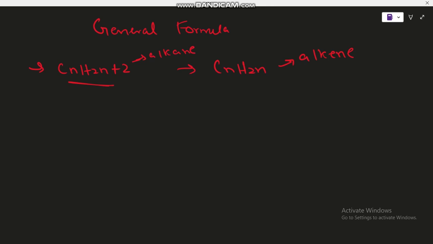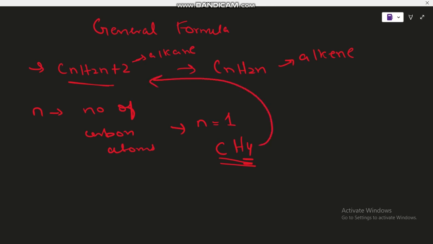What you need to know, of course, is that here the n represents the number of carbon atoms. If I say that n is equal to 1, what that means is that the number of carbon atoms is 1 and the number of hydrogens is 4. Now how do we figure out that the number of hydrogen atoms is 4, or how do we figure out the complete molecular formula for this? This is done with the help of this general formula, and I'll tell you how.